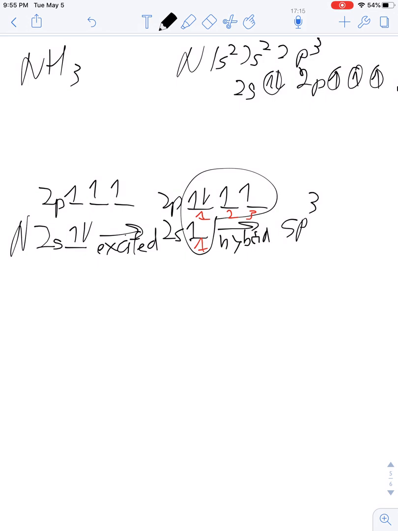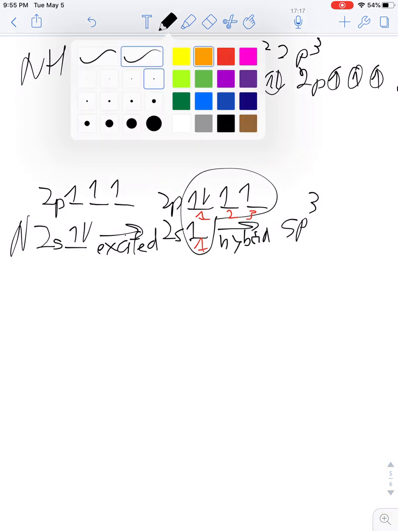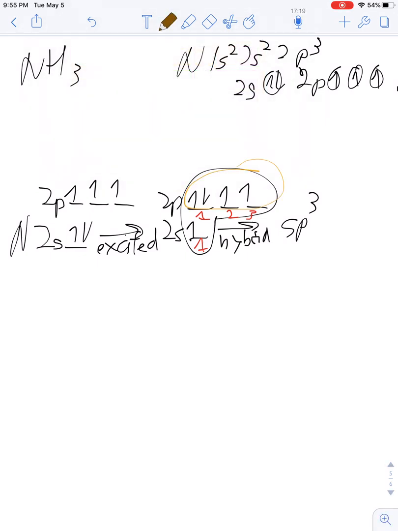So I'm not counting the number of electrons. If you look up here, I've got 4 electrons in the p. So it's not the number of electrons, it's the number of orbitals, and that's why it's sp3. And in total, I've got 4 orbitals. Okay?